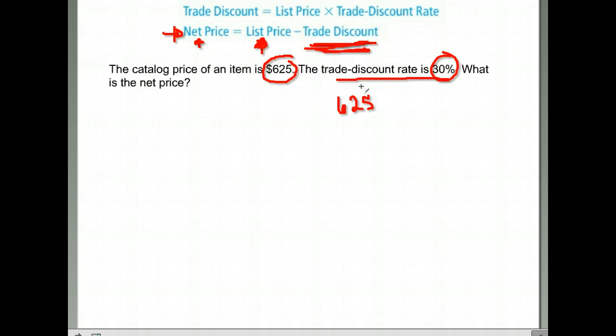Okay, now there's two ways to do this. One is to just straight do this, change 30% to a decimal, and take 0.3 times 625. Later in this lesson, they will talk about using complements, and that's the way that I prefer to do it. But we will go with the long version first. Okay, so 30% of the $625 was $187.50. So the trade discount is $187.50.